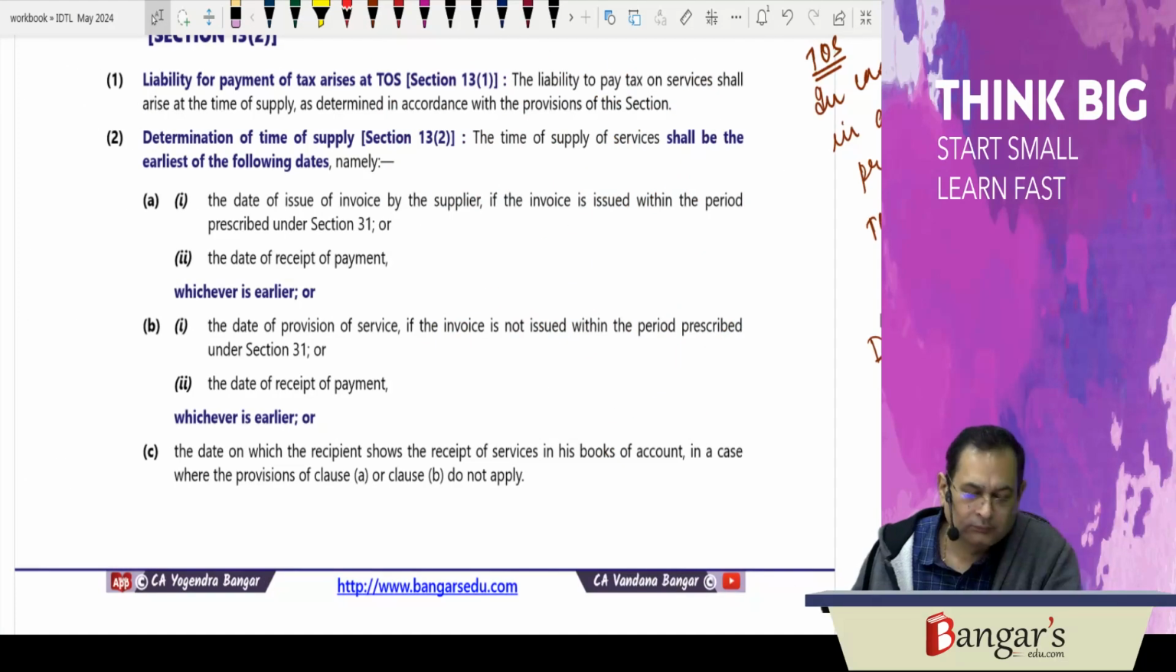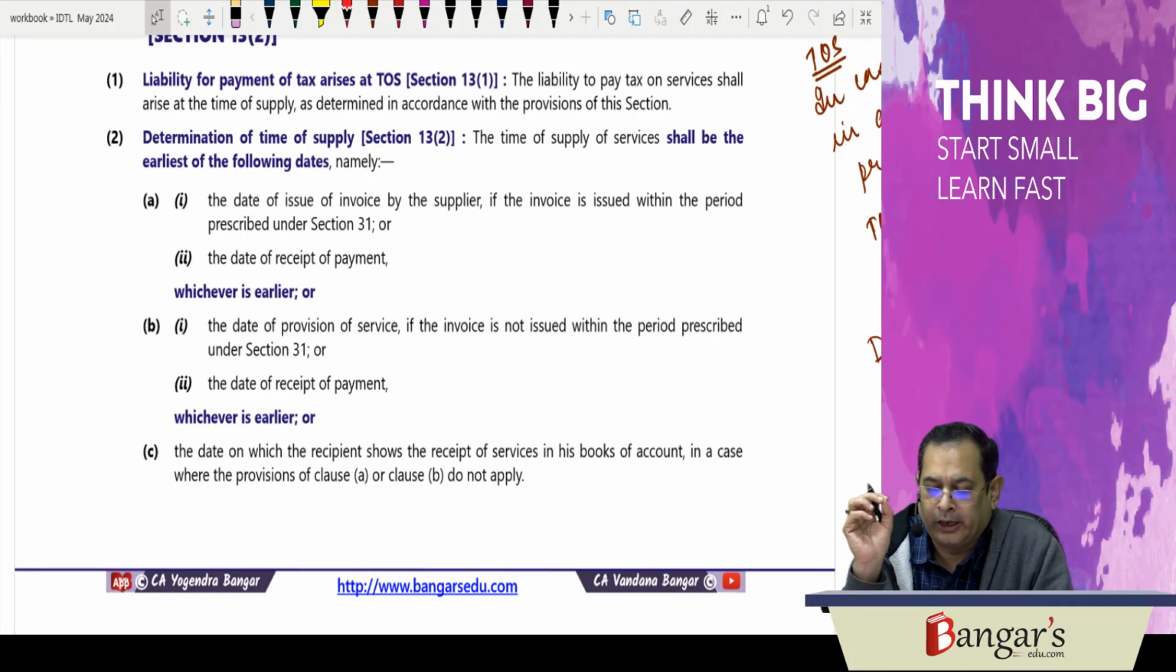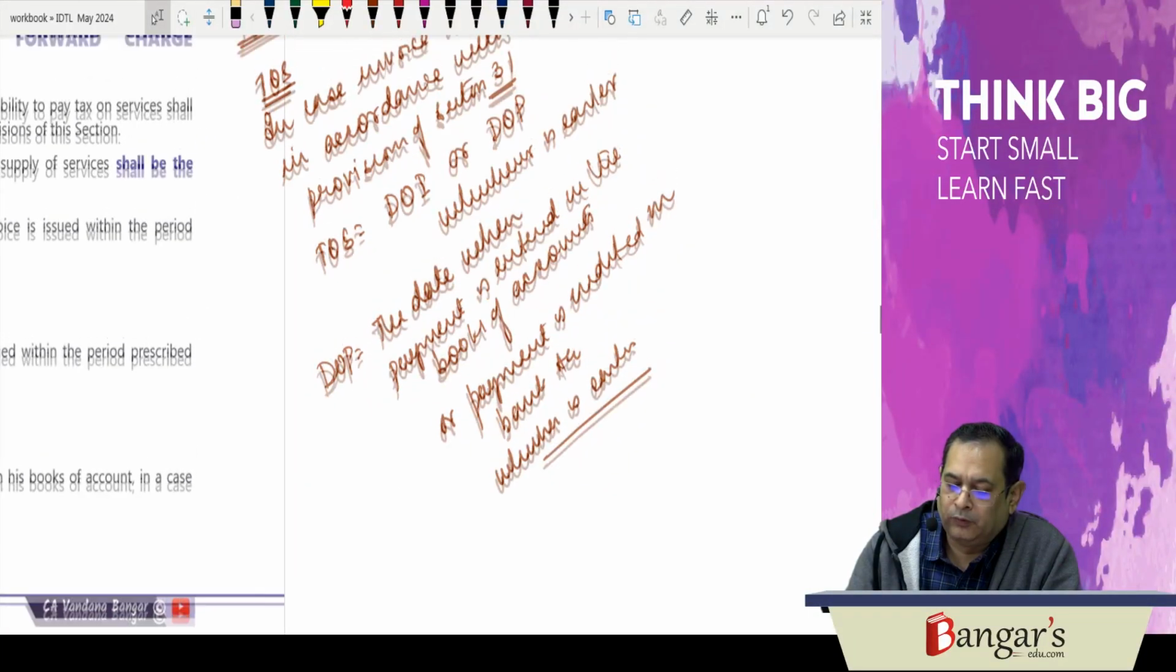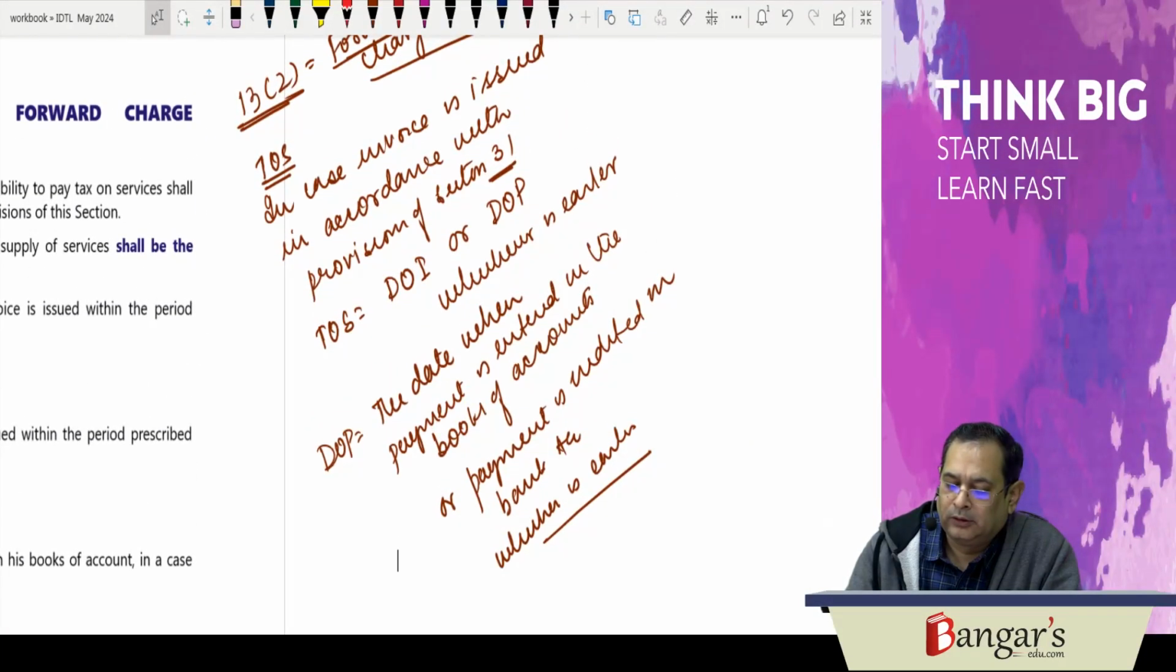So here, the time of supply of service shall be what? The earliest of the following dates. Basically, when invoice is issued within the time limit, it is the date of invoice or date of payment, whichever was earlier. Date of payment will be what? The date when the payment is entered in the books of accounts, or the date when the payment is credited in bank account, which I said earlier.